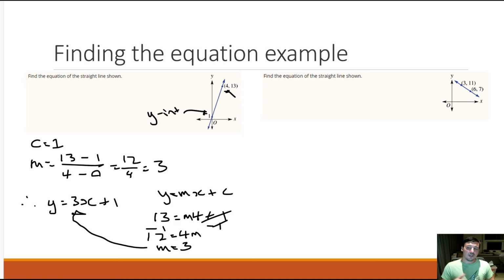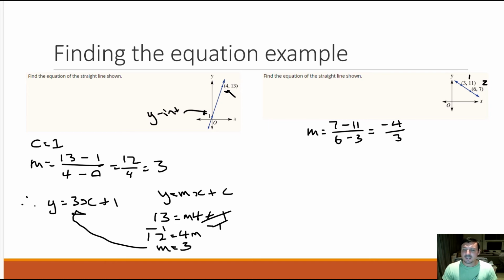They're still both valid. The second example here, we've been given 2 points and we haven't been given the y-intercept, so we have to find the gradient first. So let's find our gradient. Right one is our point 2. This is our point 1. So we're going 7 minus 11 over 6 minus 3, which is equal to negative 4 over 3. So I've done that first.